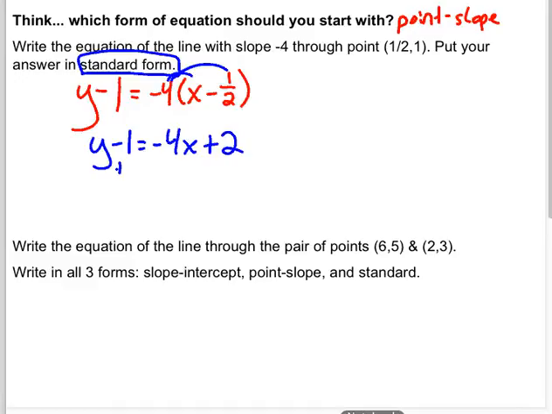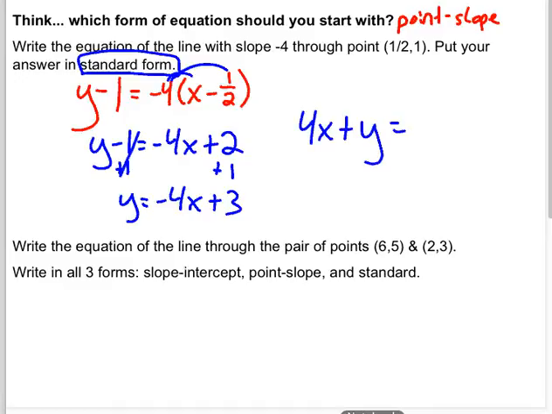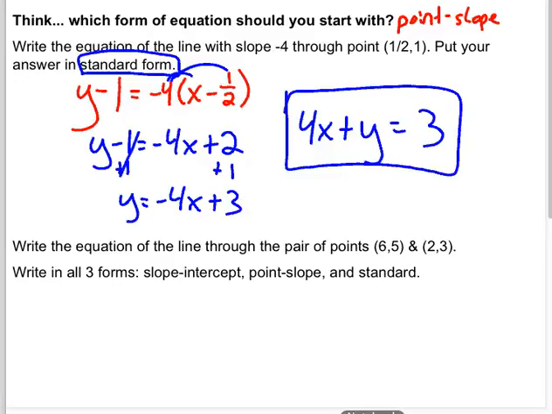I'm going to add that 1 over so I can combine those. So y equals negative 4x plus 3. But to be standard form, I need the x and y together. So I'm also going to add that 4x over. And this would be standard form. X and y are together, and there's no fractions.